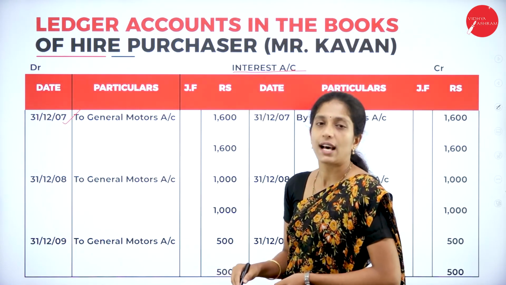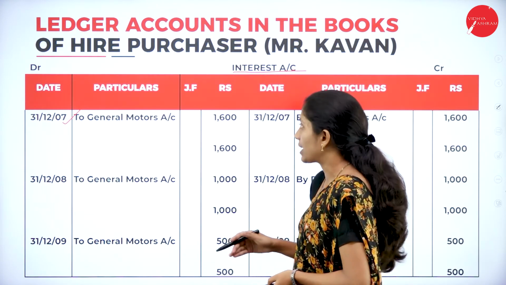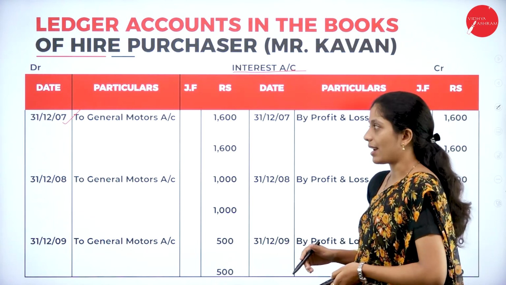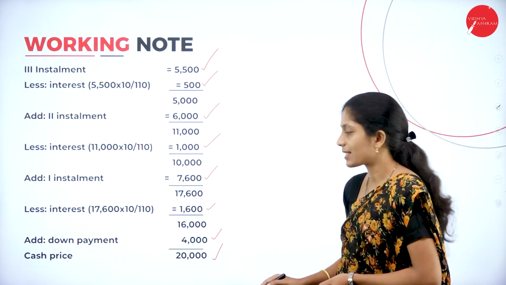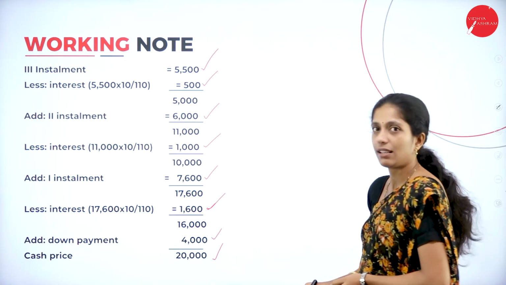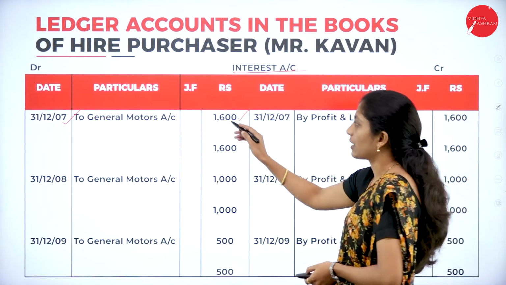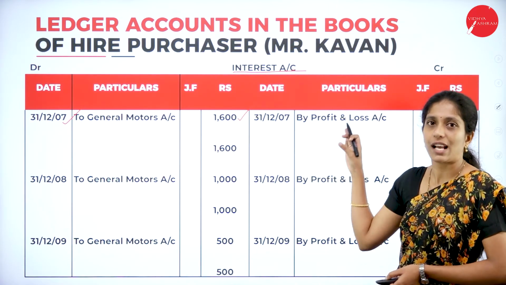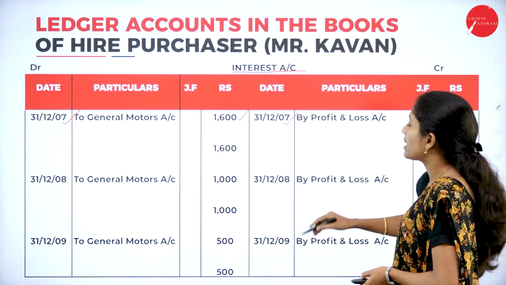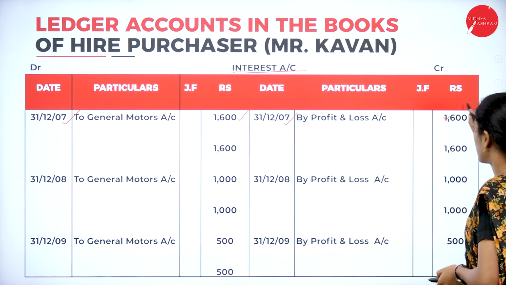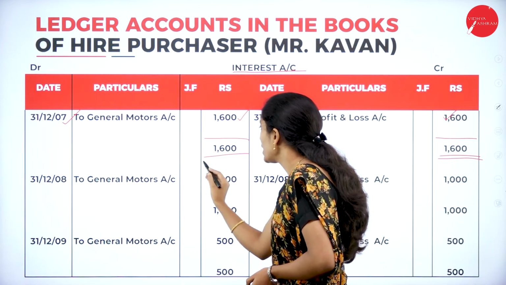To General Motors account. Who is the hire seller here? General Motors. To General Motors account. So what is first year interest? Yes, first year interest is how much? That is 1,600. So this is first year interest. Write that amount. 1,600. Now this 1,600 has to be transferred to profit and loss account at the end of financial year. So 31st/12/07 by profit and loss account 1,600. So the total of debit and credit side will be equal.